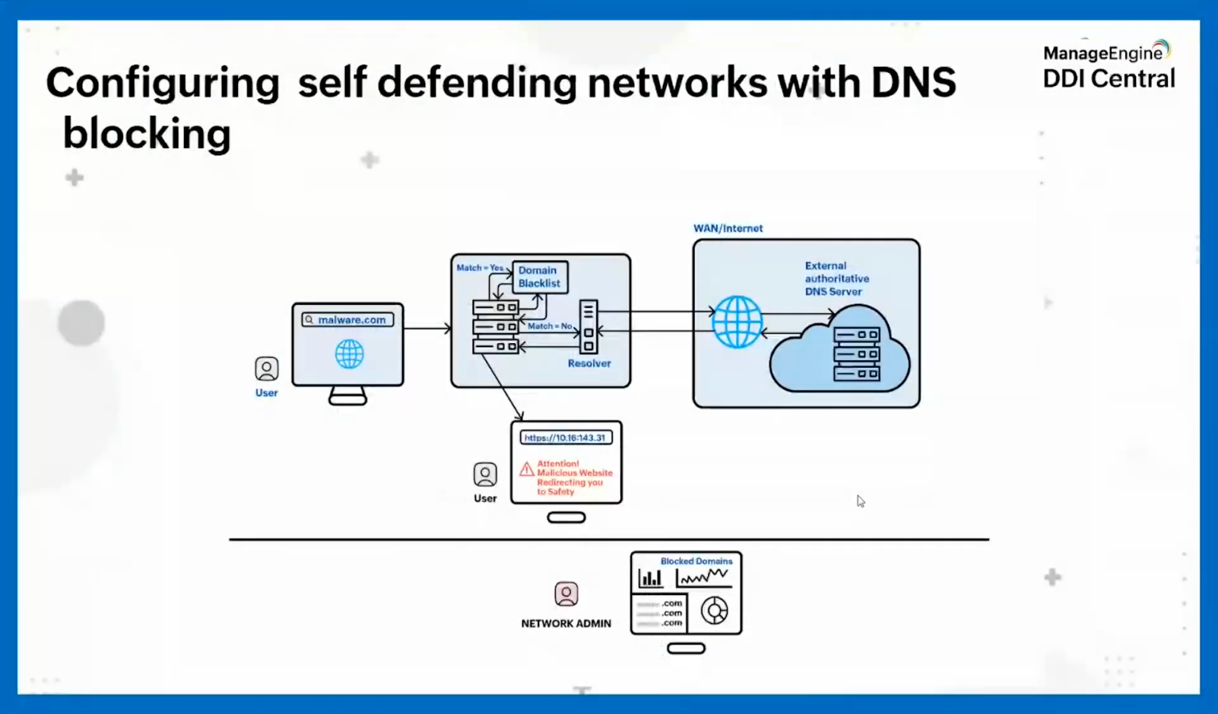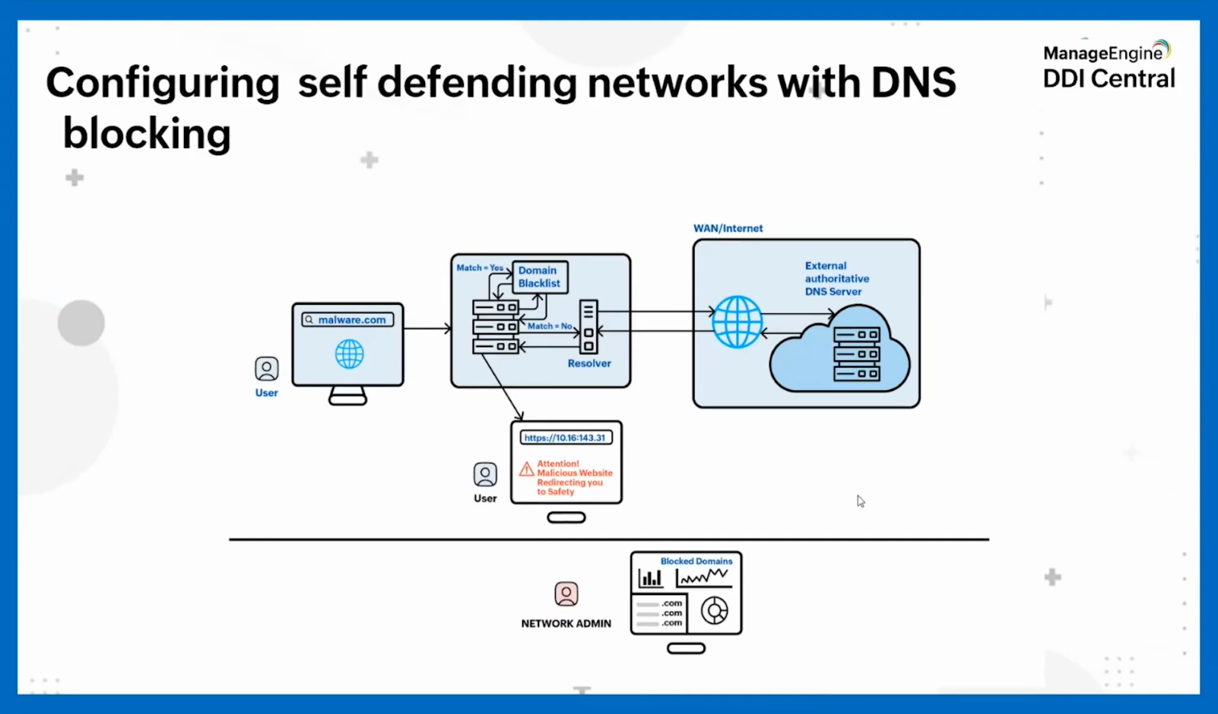Let's consider a scenario where a site worker has clicked a link in a crafty phishing email and unknowingly gets his or her system infected by malware. Upon connecting to your plant's private network, the malware tries to covertly access malicious sites using your DNS resolver. DDI Central easily manages such situations with its DNS firewall.